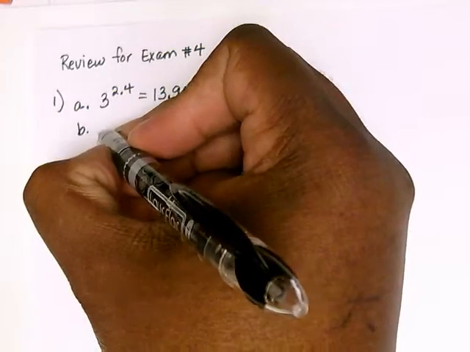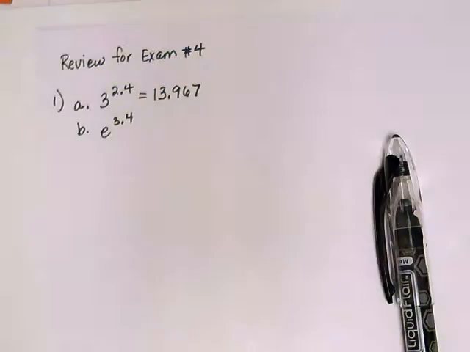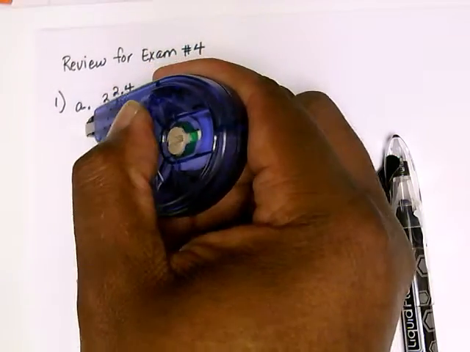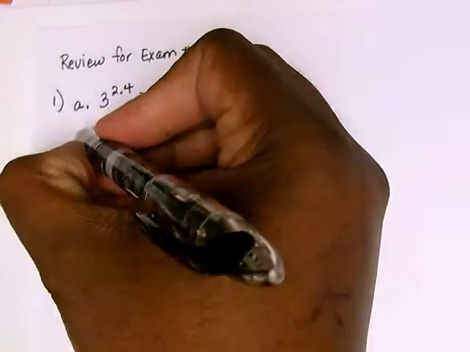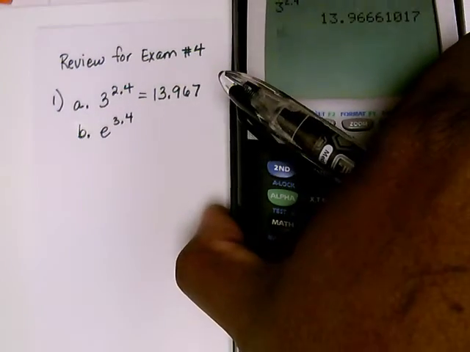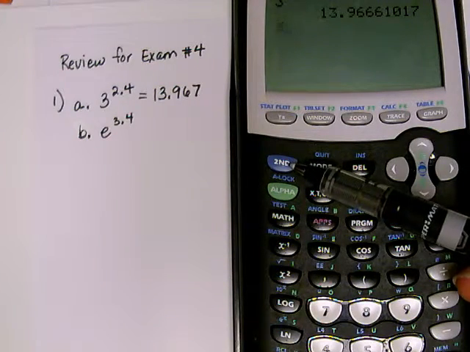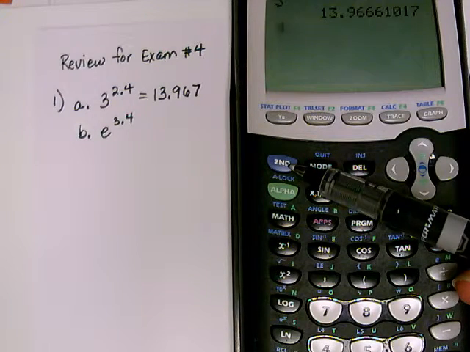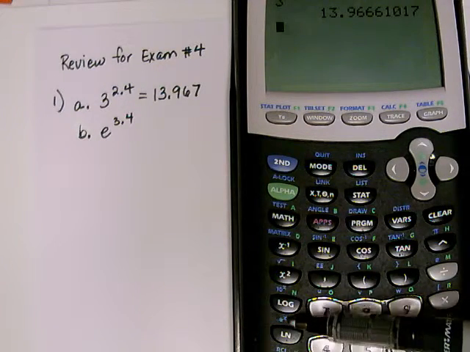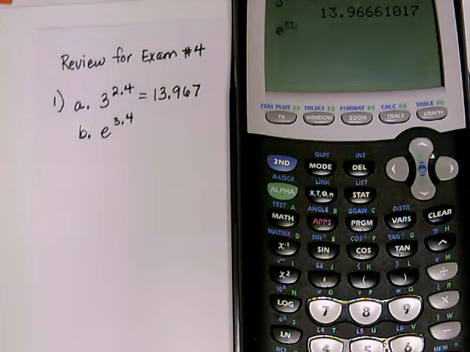Part B, e to the power of 3.4. Okay, on the calculator, to access the e, we have to press the second key, which is the blue key, or the yellow key, depending upon which calculator you have, and then your LN button for e to the x. So second, LN for the e, and then type in 3.4, and then hit enter.